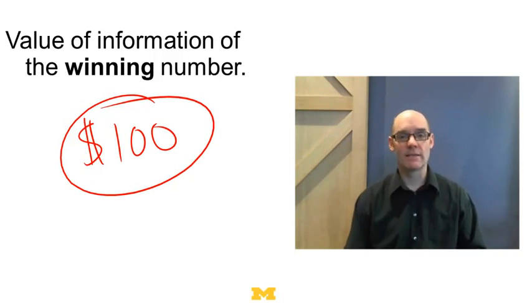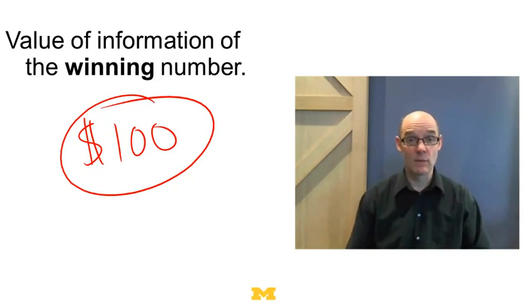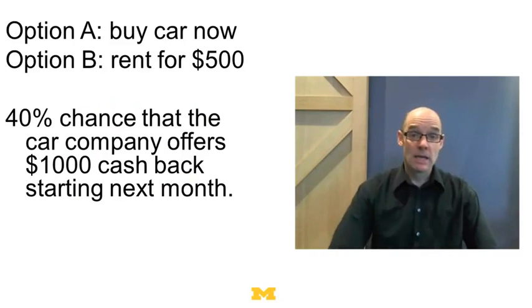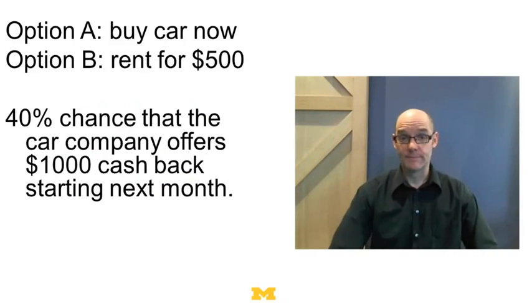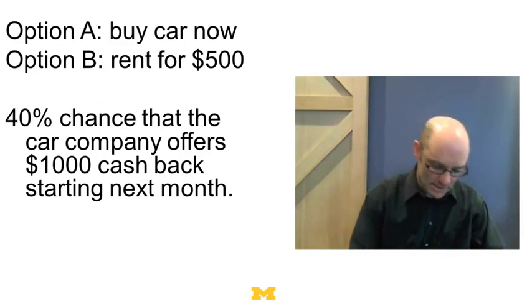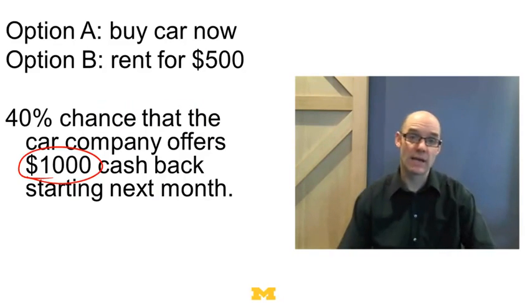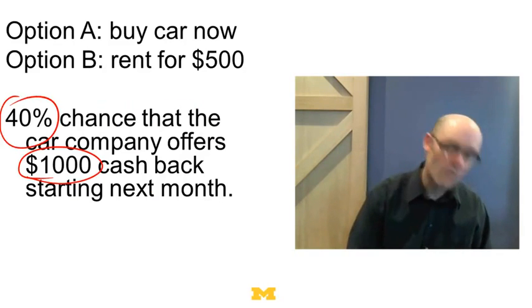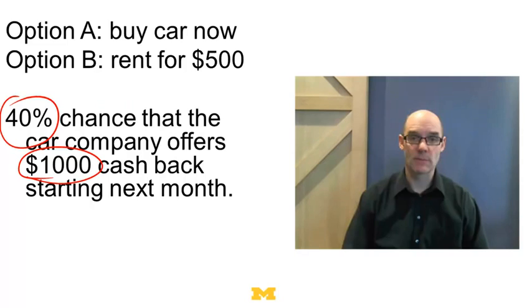But now we want to apply this in a context that's a little more complicated, where we do our decision trees and that sort of thing. So let's do an example. Let's suppose you're thinking about buying a car. You can buy the car now, but you're worried that there's going to be a cashback program. You've heard some rumors that in a month there's going to be a cashback program giving $1,000 cash back. Let's suppose you've done a frequency analysis of the number of years in the past they've had a cashback program, and you figure there's a 40% chance they're going to have one.